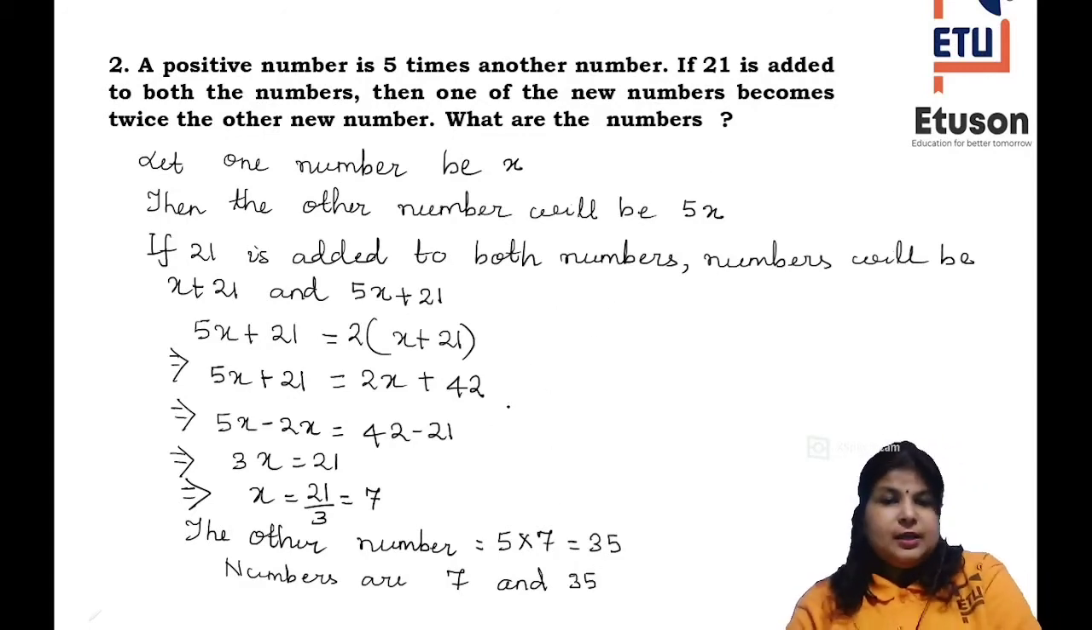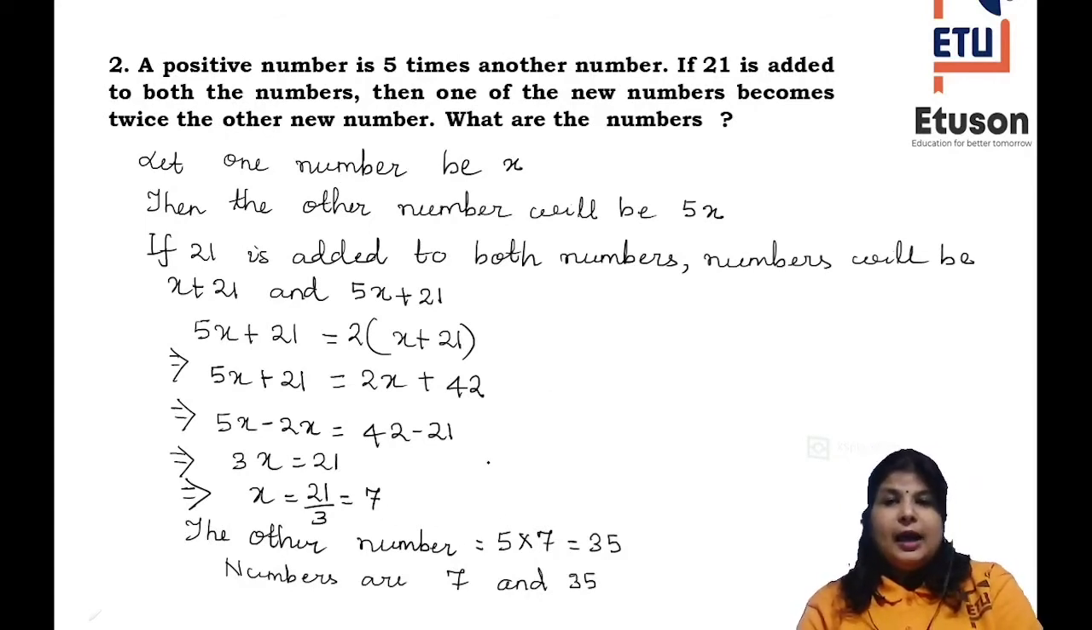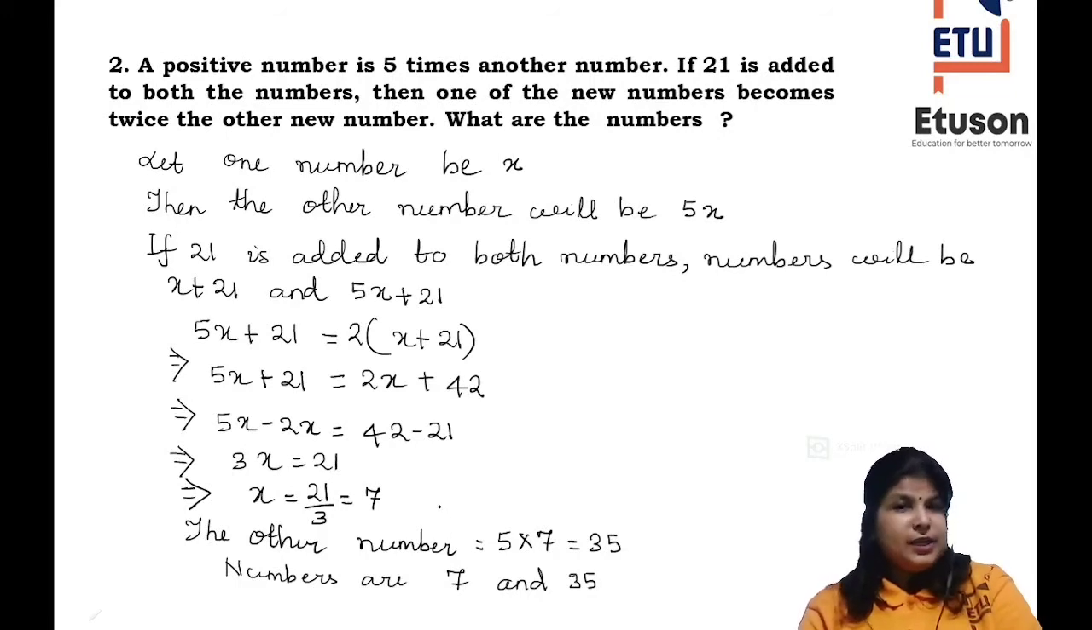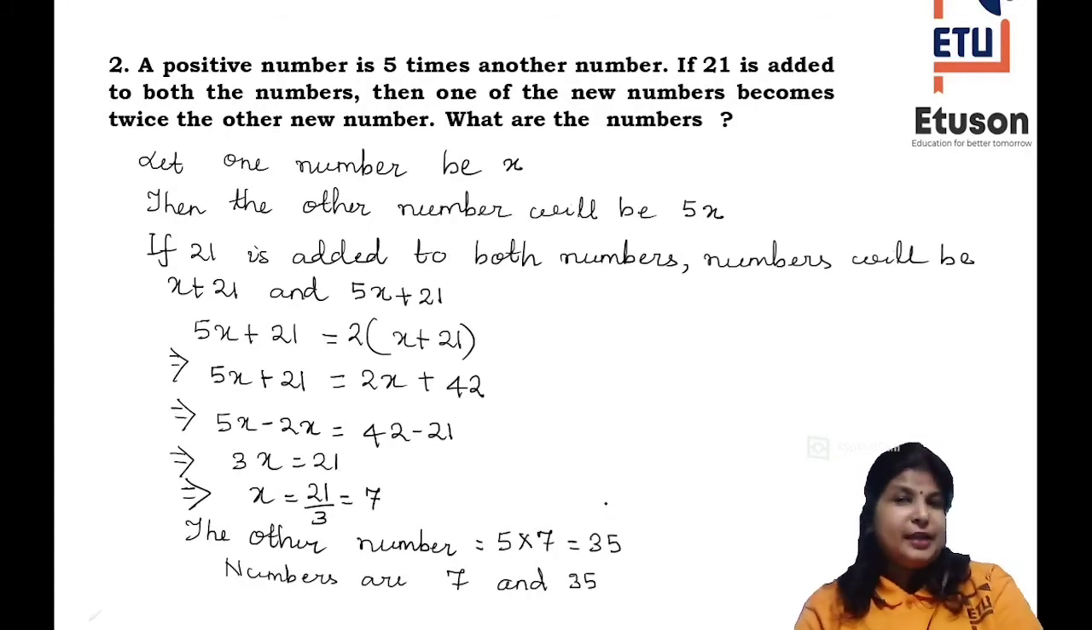You want to check the other relation? You check. Suppose 21 is added to 7, it is 28. 21 plus 7 is 28. And 21 is added to 35. Answer is how much? It is 56. Now 56 is twice the 28. Correct or not? So the second condition is also getting satisfied.